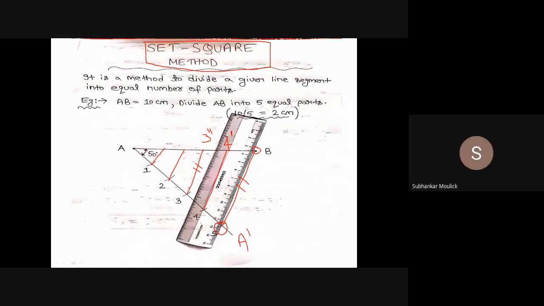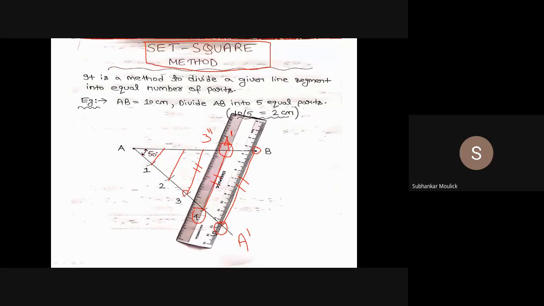The last thing is, this is the last arc point. From the last arc point, join the last end point of the given line which you want to divide. That means I will join 5 to point B with the help of a scale. So 5B is a line. Now, with the help of a set square, you have to draw parallel lines passing through arc point number 4, meeting the horizontal line AB at point 4 dash. See, this line is parallel to this line. How to draw that, I will show you in the next slide.